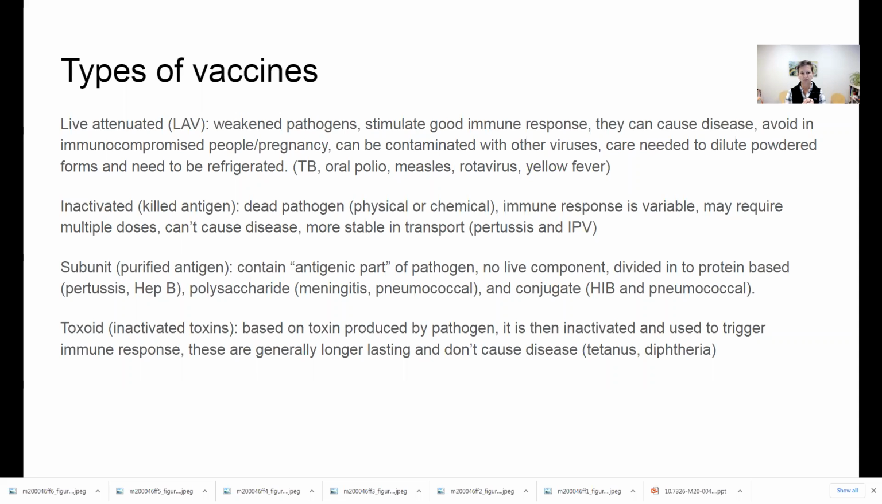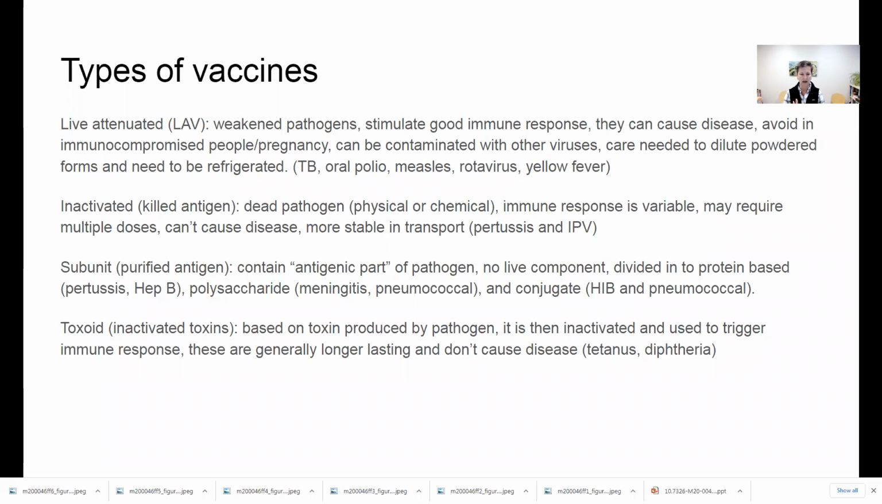And so our protein based tend to be like pertussis, hepatitis B. That polysaccharide is meningitis or pneumococcal. The conjugate would be Haemophilus influenzae type B and pneumococcal. So you can see there's overlap in some of these vaccines, and I'm not going to get to COVID tonight because I think there's not enough information for me to talk too much about it yet. But you're going to see that we're going to be looking at a couple of different types.